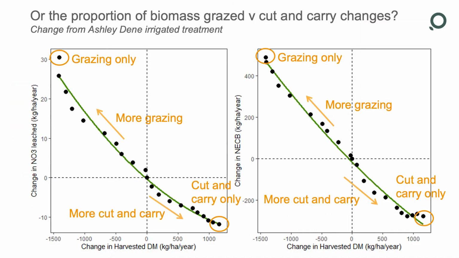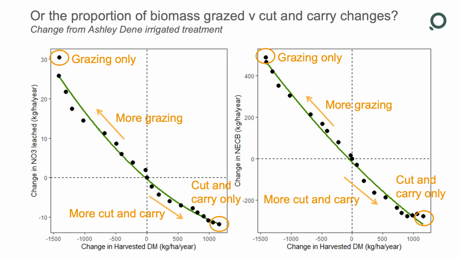So the last scenario, that last lever, was the proportion of biomass grazed versus cut and carry. And again, Ashley Dean sits here in the middle. And this was a difficult one because we chose essentially half and half. We said, well, of that harvest event, half of it was cut and carry, and half of it was grazed.